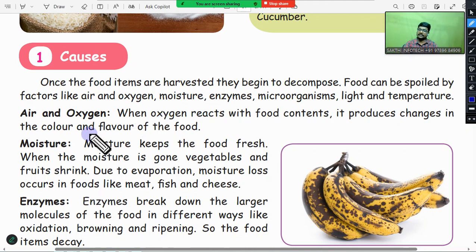Okay, next one. Moisture. Moisture keeps the food fresh. When the moisture is gone, vegetables and fruits shrink.